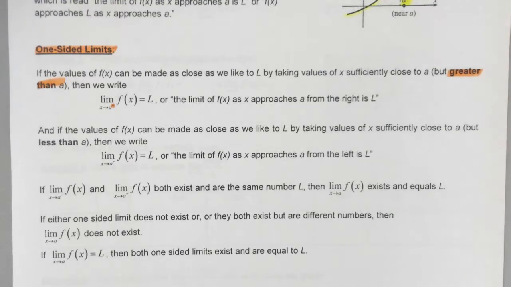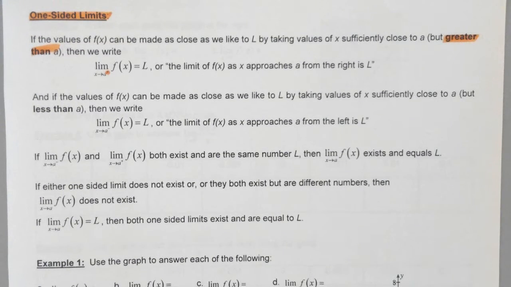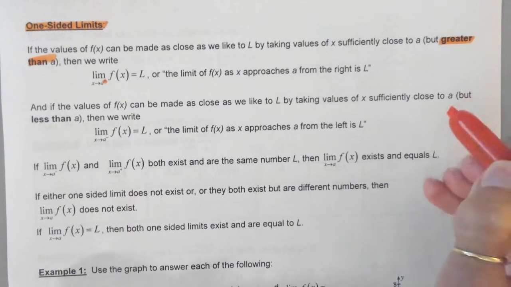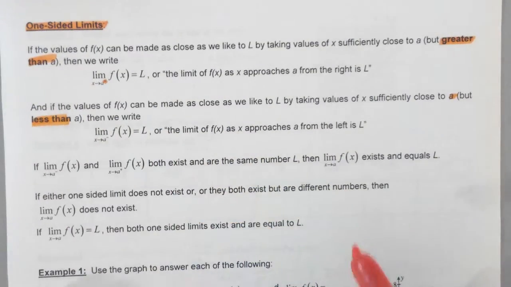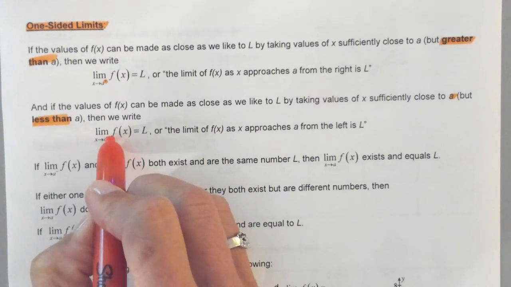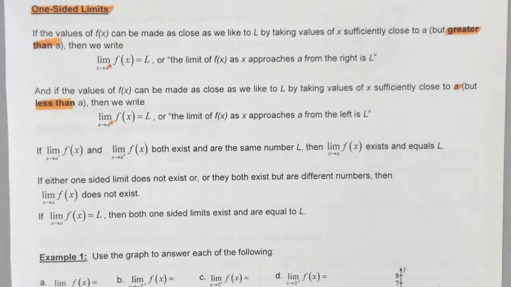On the other hand, if we have these values that we're trying to make sufficiently close to L, we're taking our A values that are less than. So we're looking at the A values from the left. Okay? So here you have this teeny tiny exponent negative. So it's the limit of the function f of x as x approaches some given A value from the left, don't care about the right at this point, is equal to L.